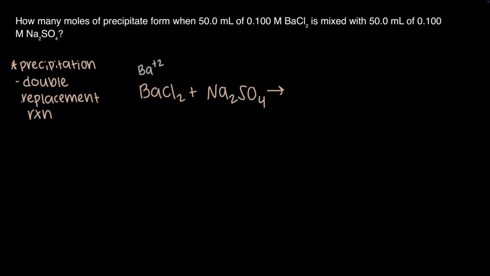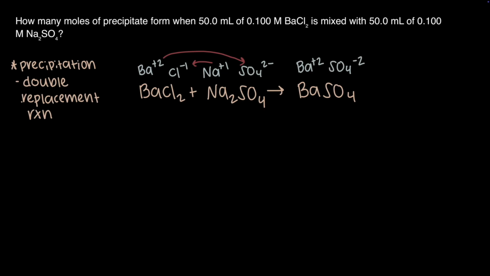Ba has a +2 charge, Cl has a -1 charge, Na has a +1 charge, and SO4 has a 2- charge. The positively charged Ba2+ will bond with the negatively charged SO4 2-. The positively charged Na+ will bond with the negatively charged Cl-. Crossing charges, Ba2+ and SO4 2- will create BaSO4 because the 2's cancel out. Na+ and Cl- will create NaCl.